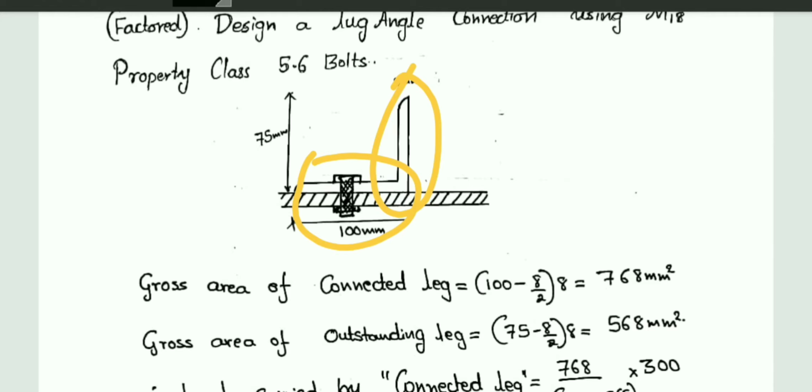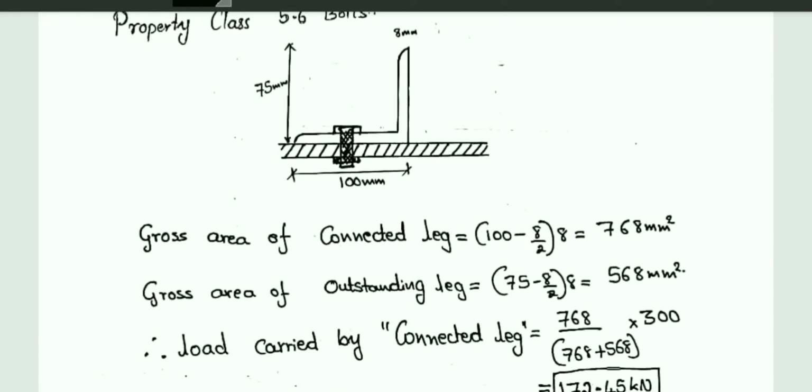Okay, one is 100 mm. We'll just take till the center of the outstanding leg. Total leg size is 100, minus thickness 8. 8 by 2 means it becomes till the center. So 100 minus 8 by 2, from the center to the end, into 8, the thickness of the plate. It becomes 768.